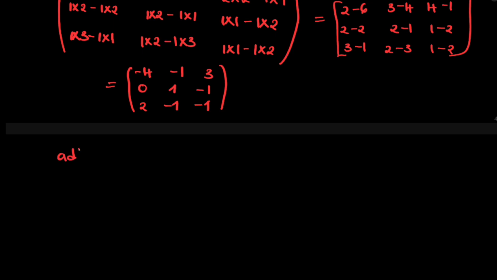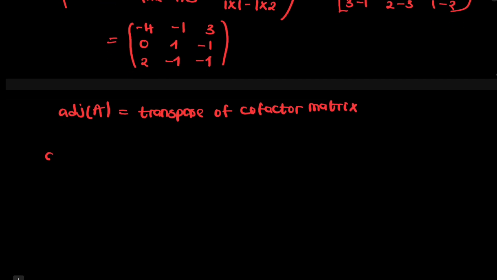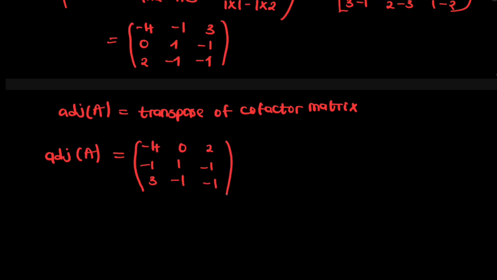Now the adjoint of A is equal to the transpose of the matrix of cofactors. So now we take the transpose of that matrix. So the adjoint of A becomes, the rows become columns, minus 4, minus 1, 3, 0, 1, minus 1, 2, minus 1, minus 1. So that will be our adjoint.